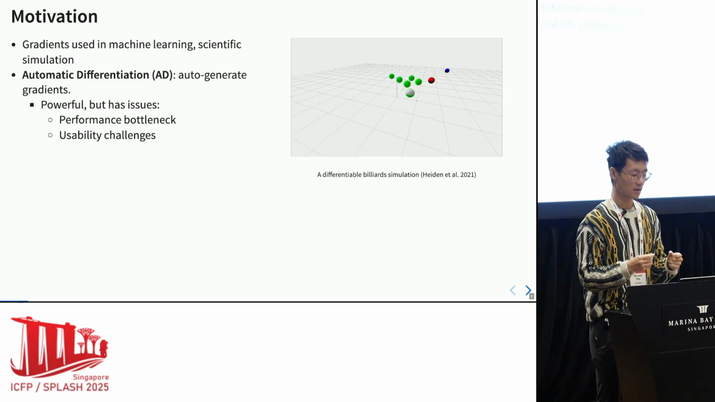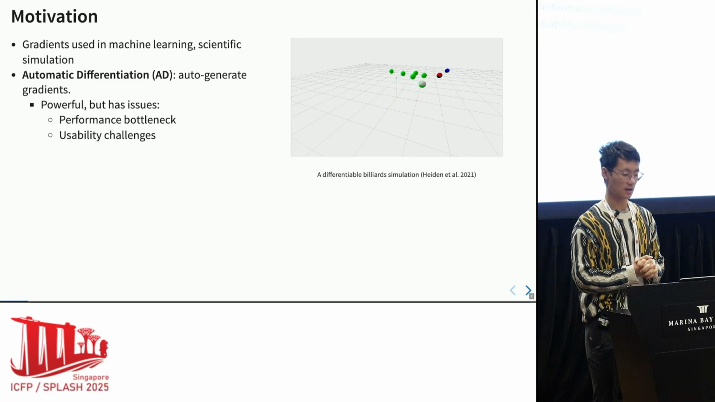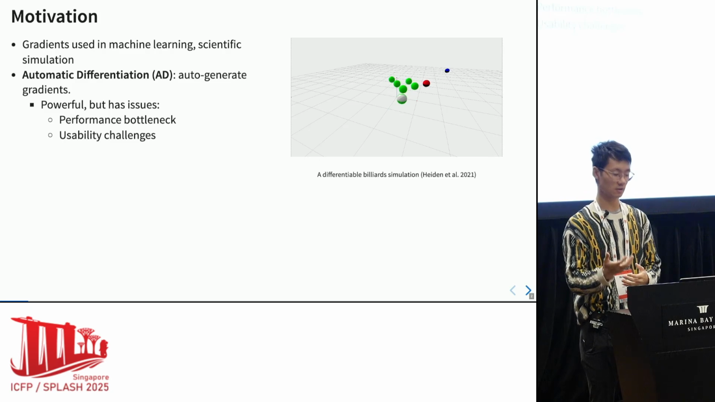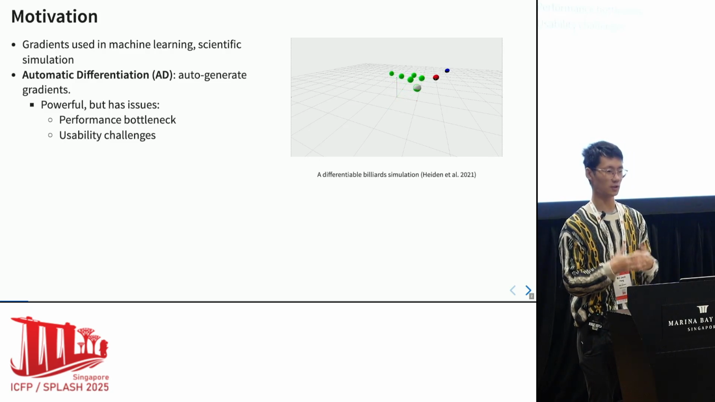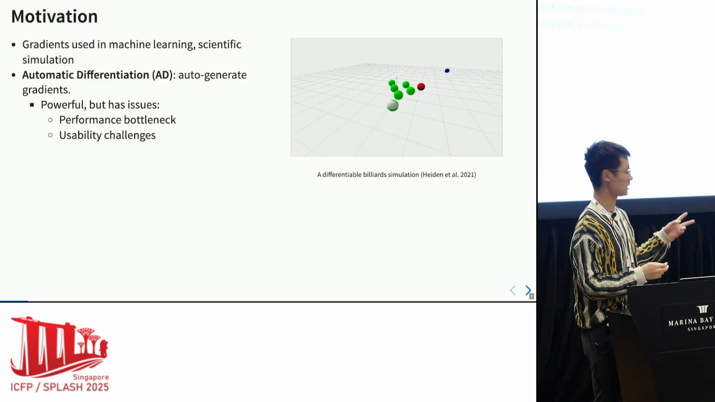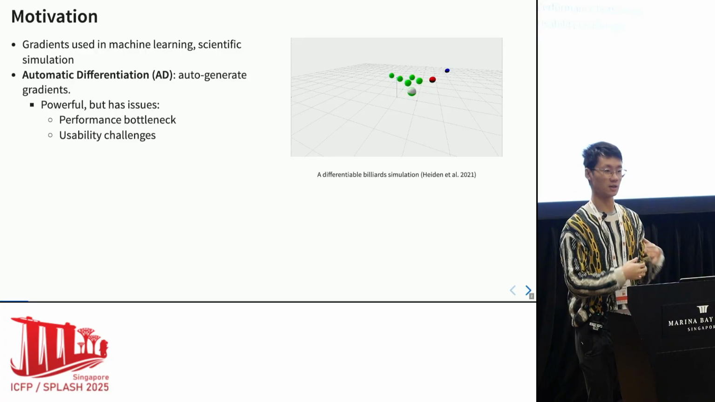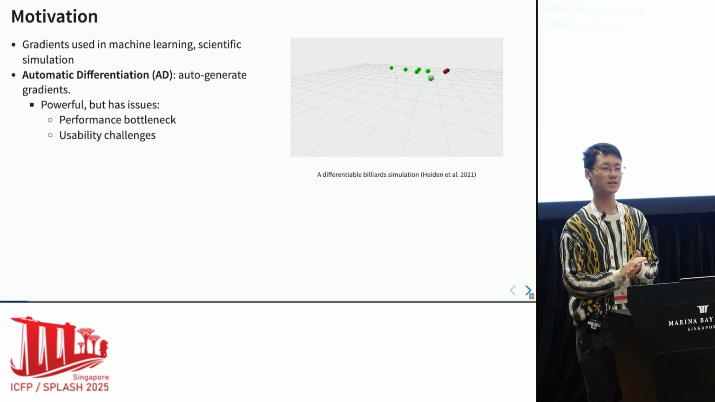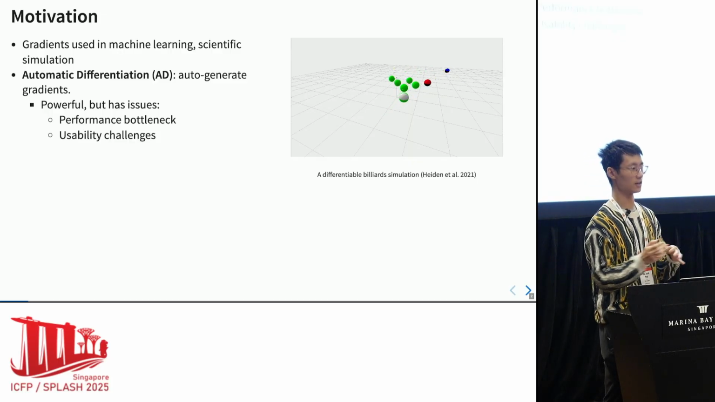state. The process of automatic differentiation allows you to automatically generate programs that compute derivatives. And it's very flexible in general, but there are certain limitations with it. Two key limitations are that the generated derivatives tend to be a performance bottleneck. And the second is that there are certain usability challenges that we'll see shortly.